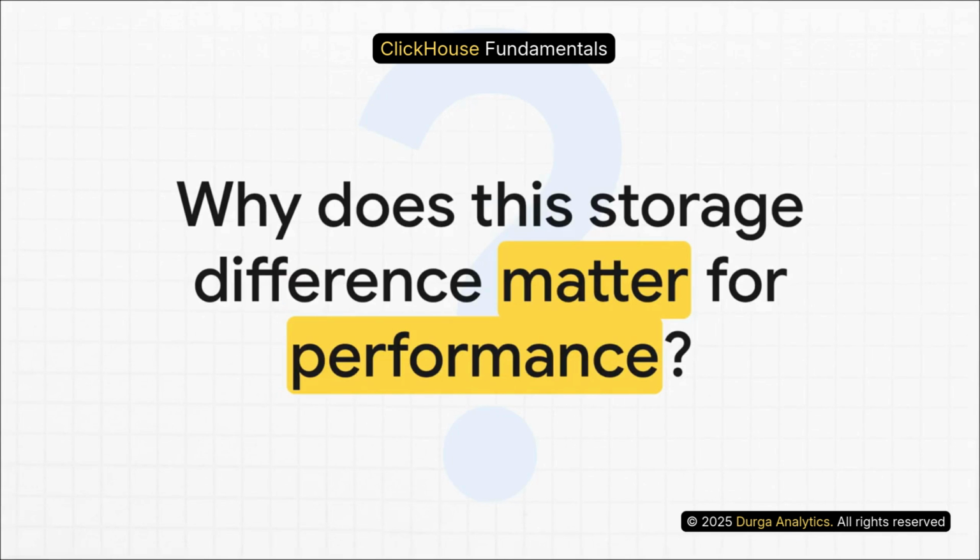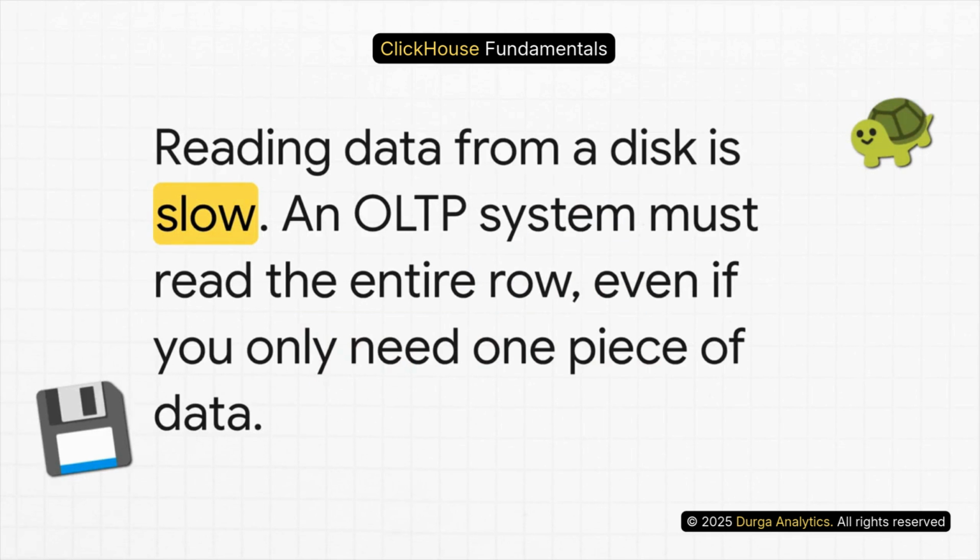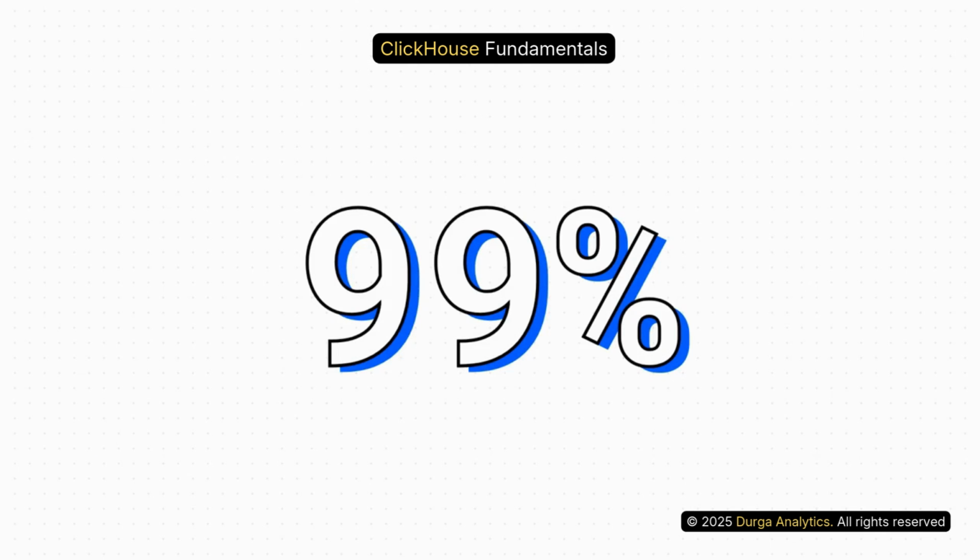Okay, so we've established they store data differently, but let's get to the point. Why does this single architectural choice lead to such a dramatic, game-changing difference in speed for analytical queries? The answer comes down to a physical bottleneck, disk I/O. Reading data from a physical disk is by far the slowest part of any database query. So if you want to calculate the average order value from a row-based system, it has to read every single row in its entirety. The customer name, shipping address, everything, just to get to the one number it needs, the price. It's incredibly wasteful.